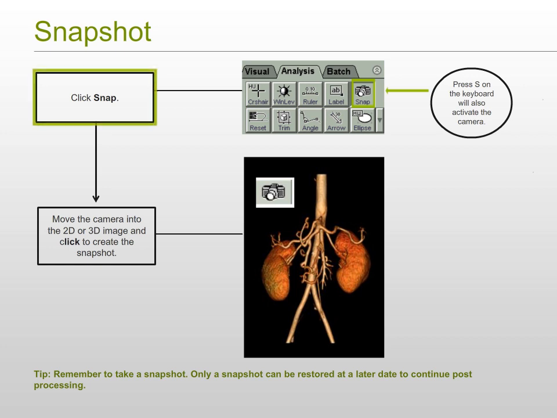To take a snapshot, click the Snap tool in the Analysis toolbar. Press S on the keyboard to activate the camera. Move the camera into the 2D or 3D image and click.